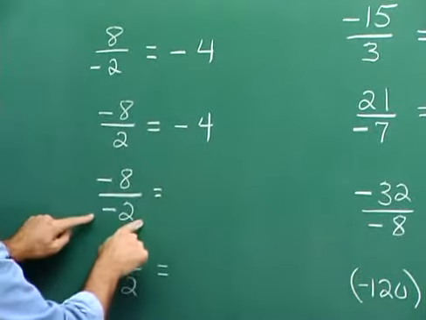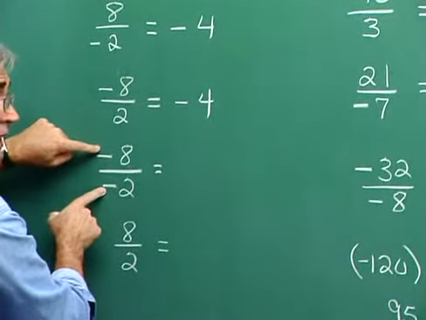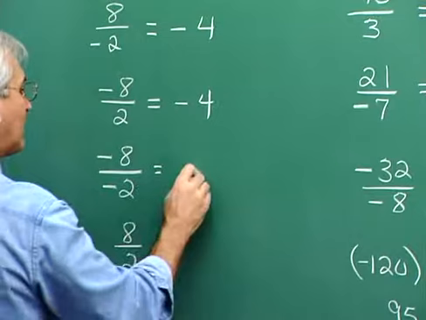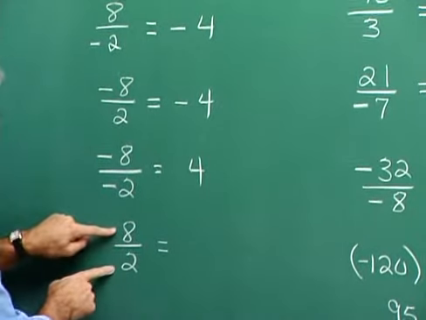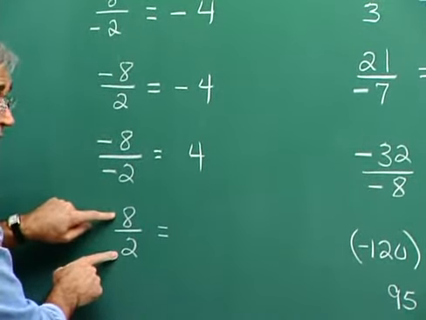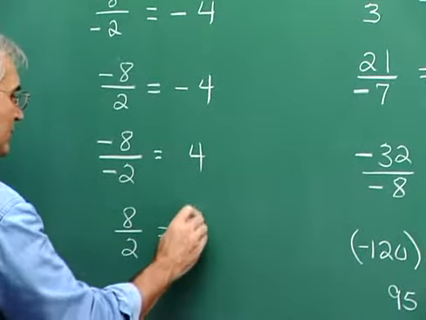And then negative 8 over negative 2, the signs are the same here, so we get a positive result. 8 divided by 2 is 4. And here is the trivial situation. The signs are the same. They're both positive. 8 divided by 2 is just 4.